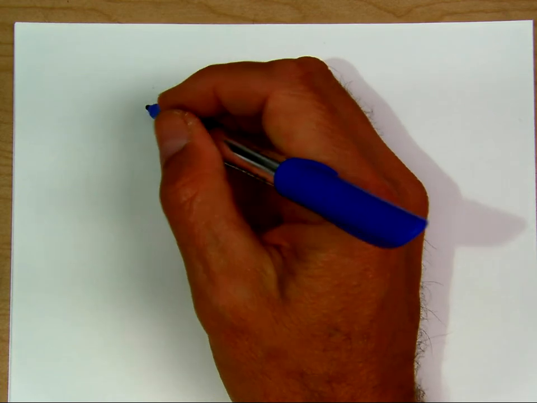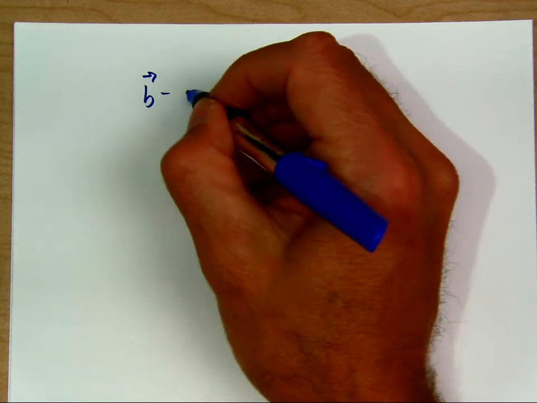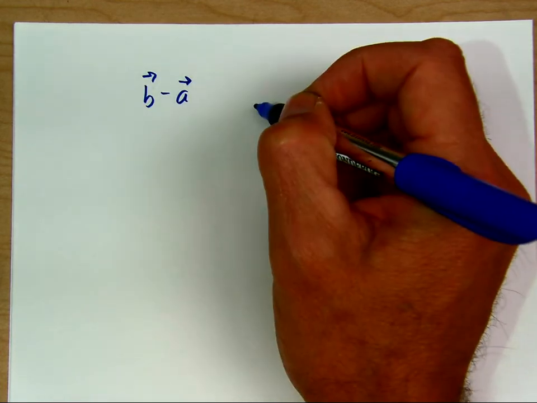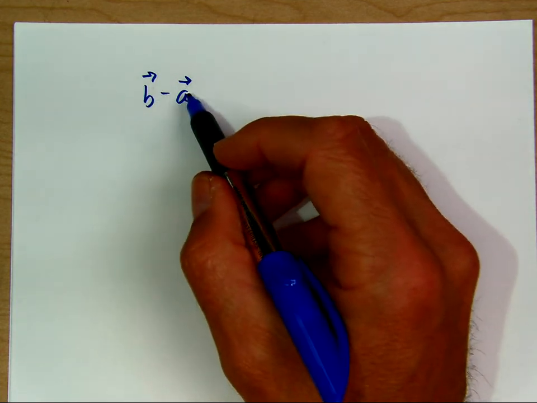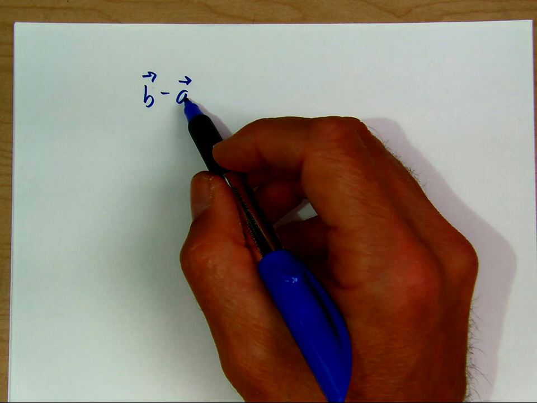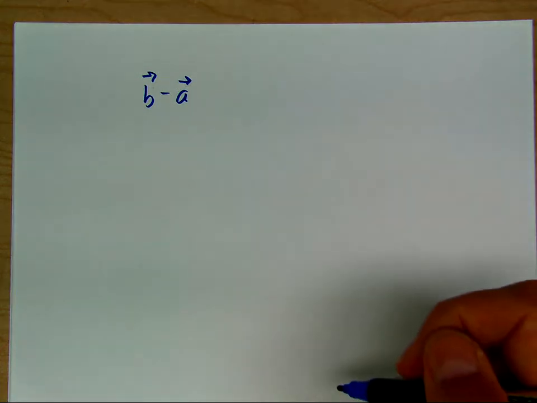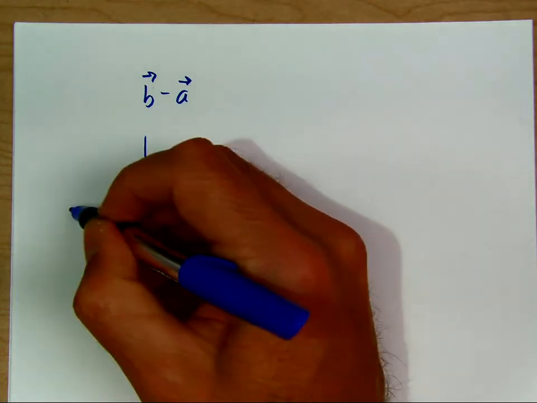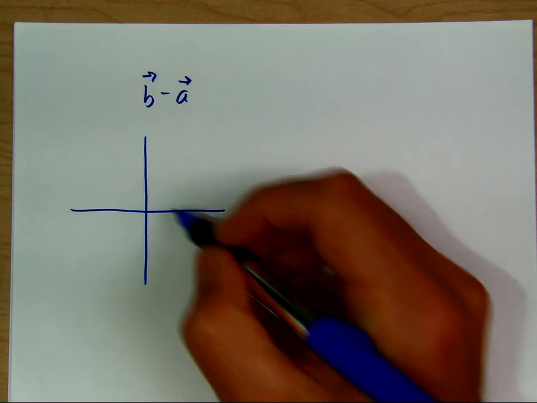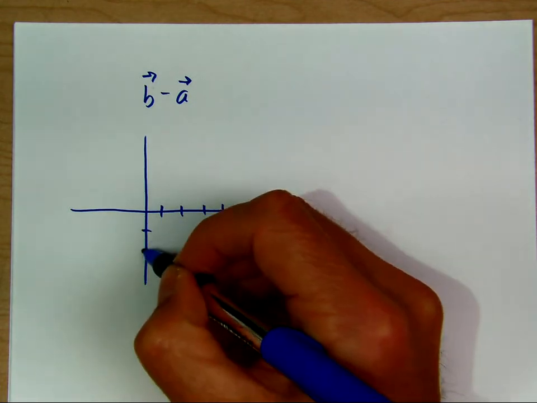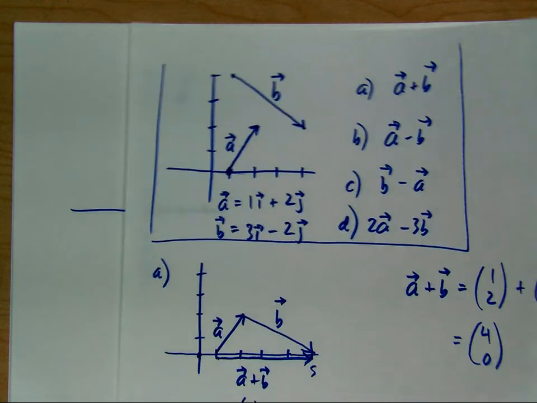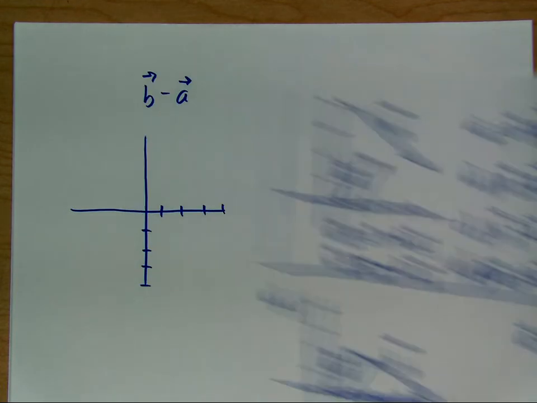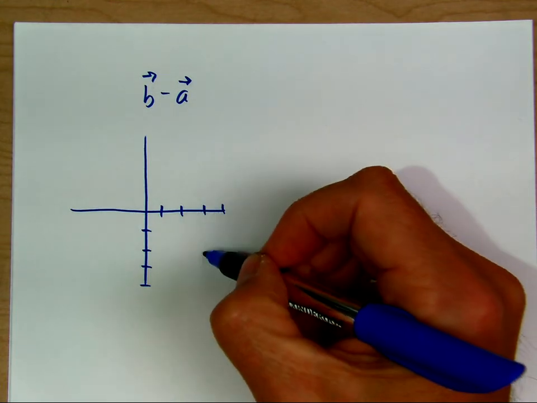Okay, and we have to do B minus A. So you start by drawing B at the origin and then add the opposite of A at the end. So pause the video and try that one. So I need to draw B from the origin, and B is 3, negative 2. So we go over 3, down 2, there's B.